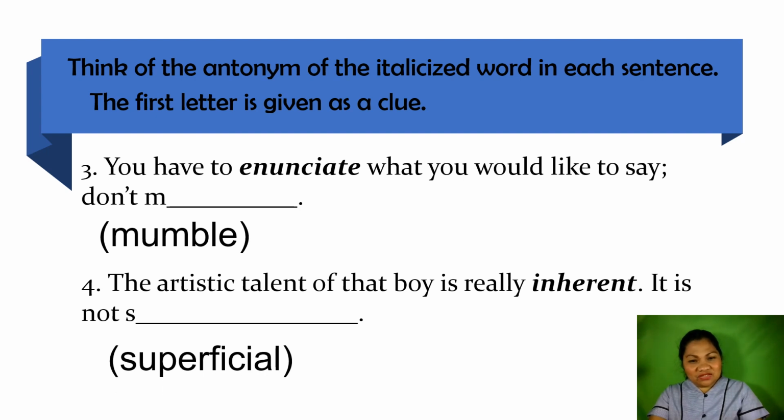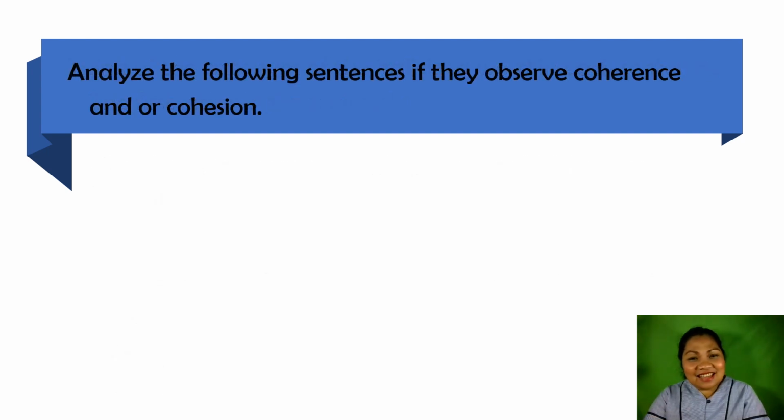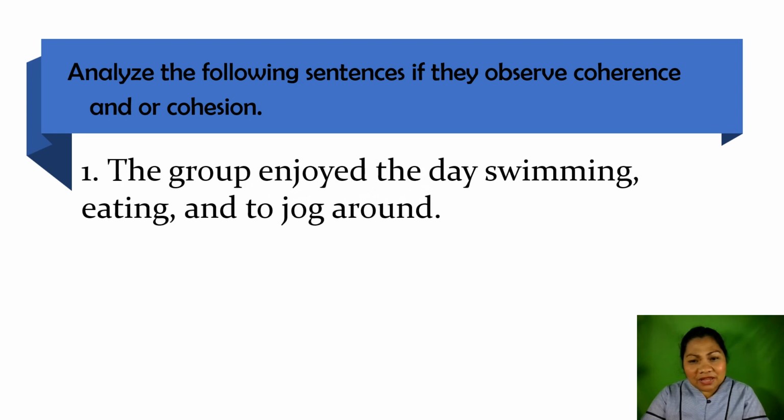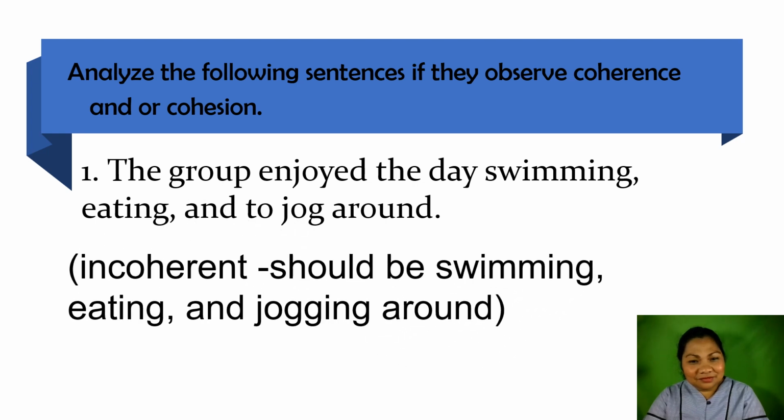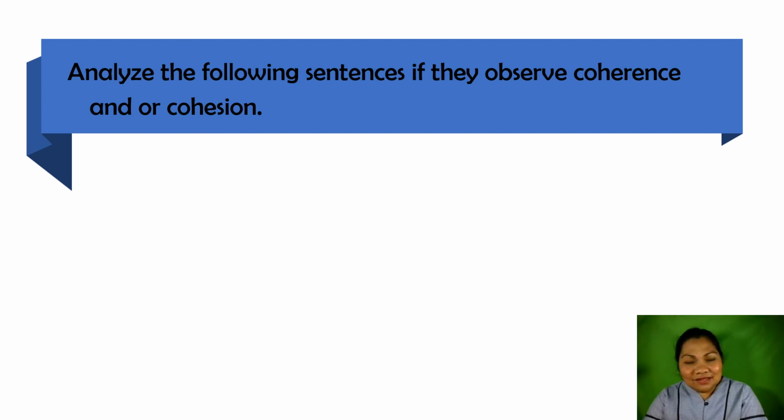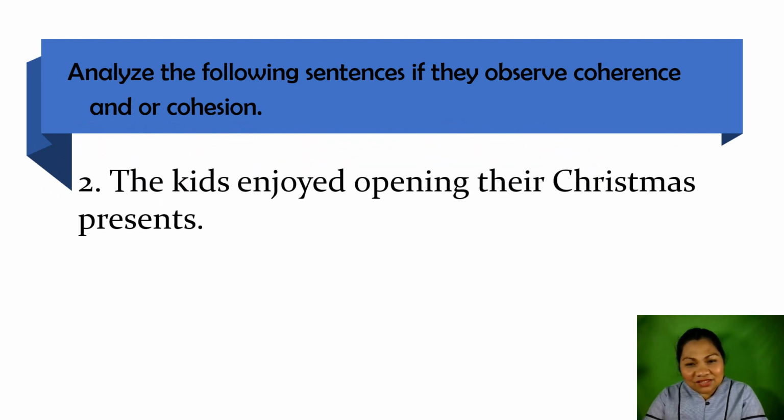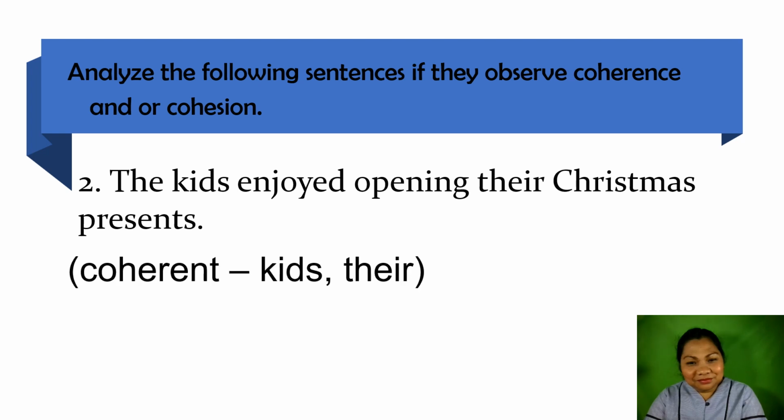That's right, superficial. Next, let's analyze the following sentences if they observe coherence or cohesion. The group enjoyed the day swimming, eating, and to jog around. What do you think? Yes, that's right. It's incoherent. It should be swimming, eating, and jogging around. Next, the kids enjoyed opening their Christmas presents. Yes, that's right. Coherent. So kids and their.